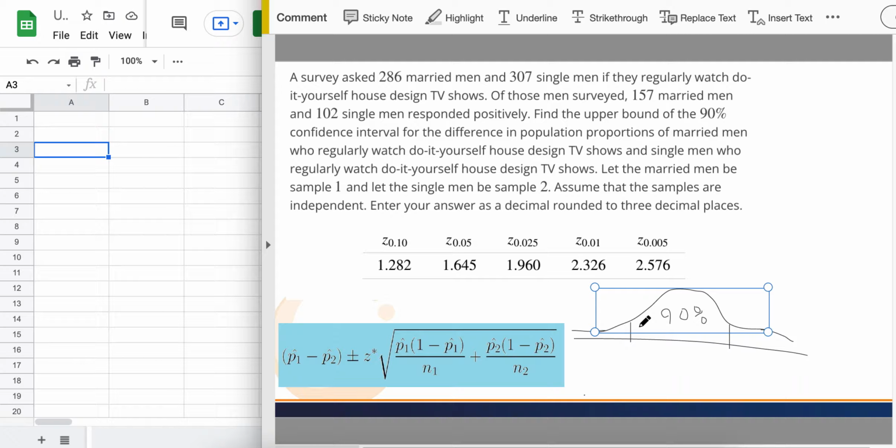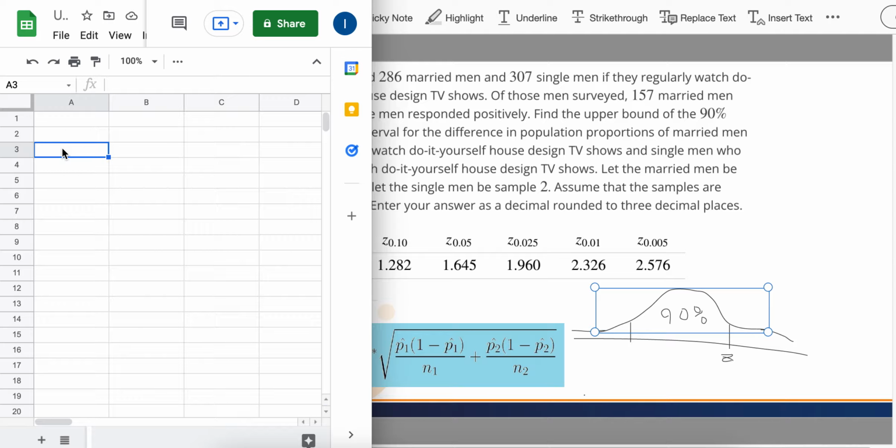So with traditional z-score tables, and what we're going to see in Google Sheets, it tells you the area to the left of a certain z-score. So to find out what this z-score is up here, the upper cutoff, we need not 90% to the left. We need 90% plus this 5%. We need a z-score for 95% of the area to the left.